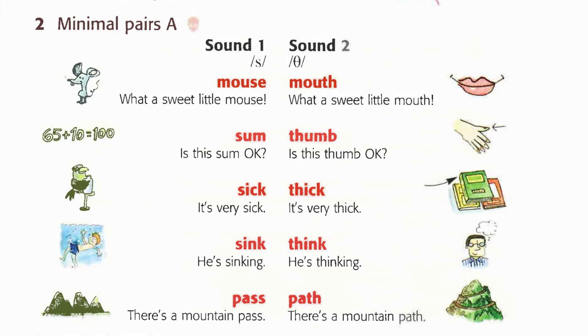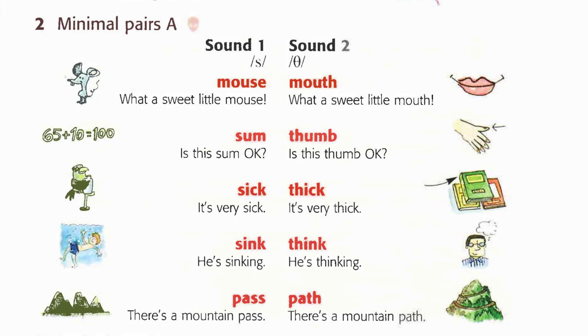2c. What a sweet little mouse. What a sweet little mouth. Is this sum okay? Is this thumb okay? It's very sick. It's very thick. He's sinking. He's thinking. There's a mountain pass. There's a mountain path.